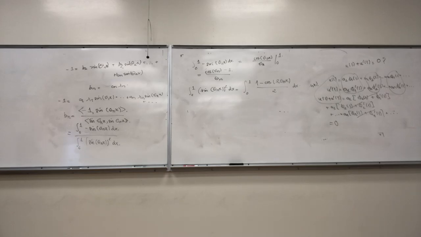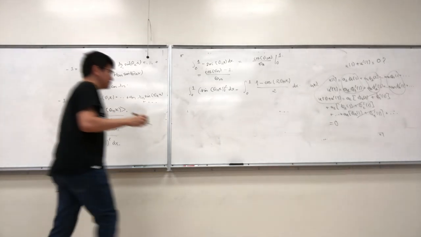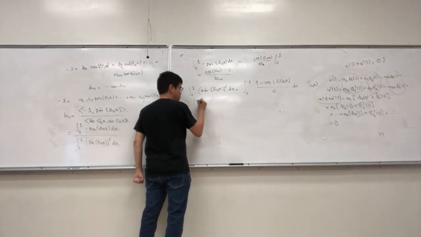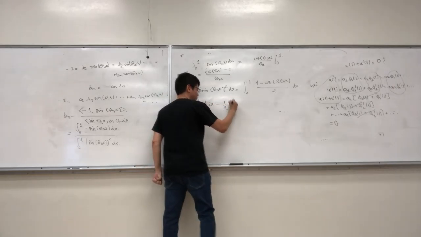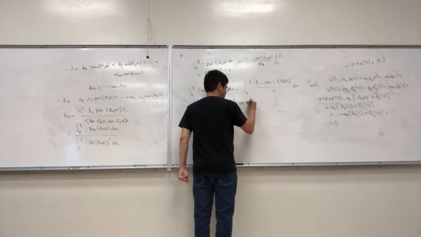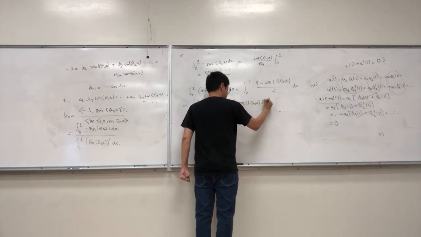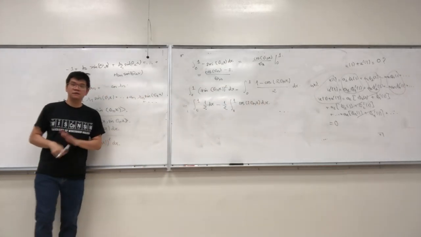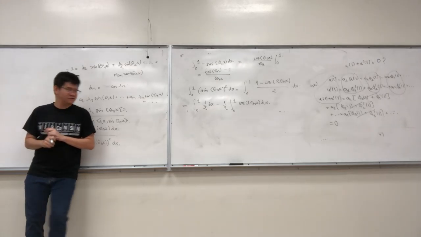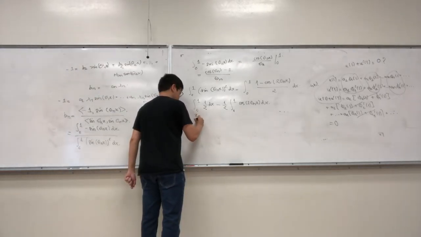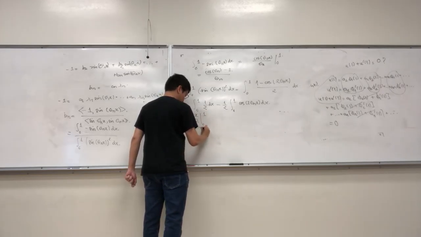So how can I compute this integral? Yes? You can split into 2. So I'm gonna split it into 2. The integral from 0 to 1 of 1 half dx minus 1 half integral from 0 to 1 cosine of 2 theta nx dx. For the first one, how much is it? 1 half. Yes. First one is x over 2, and you take difference, and this gives you 1 half.